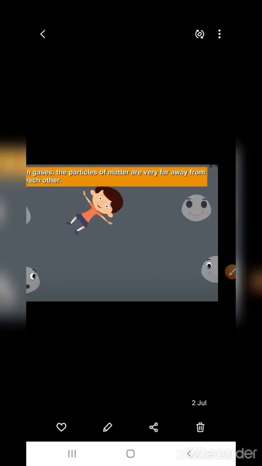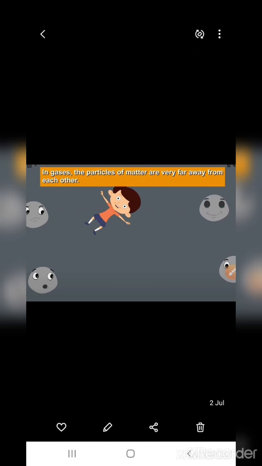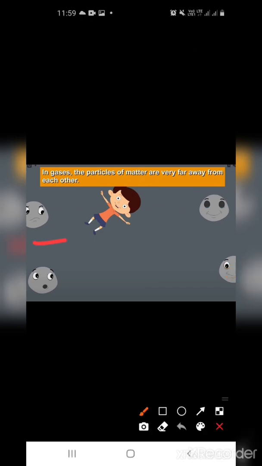In the gaseous state, the particles of matter are very far away from each other. You can see here in solids, the particles of matter are very close to each other, in liquids much farther apart than in solids, and in gases the particles of matter are very far away from each other. You can see the particles are very far apart: one is here, one is here, one is here, one is here.